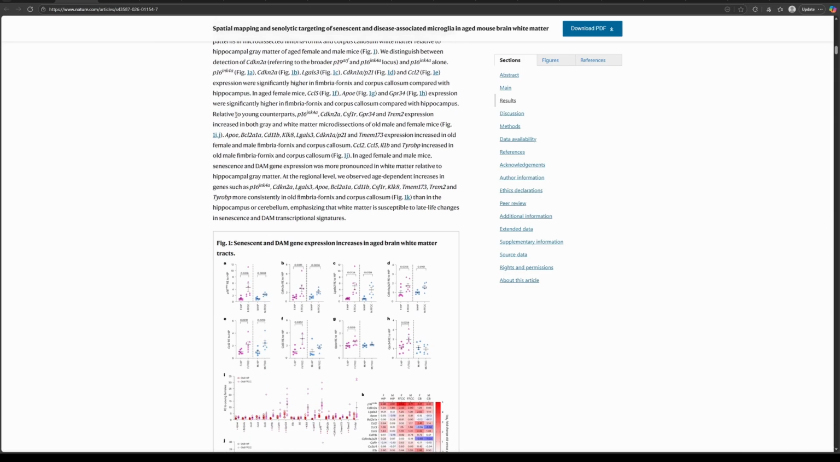Relative to young counterparts. This expression increased in both gray and white matter microdissections of old male and female mice. If I knew what these were, that might mean something.